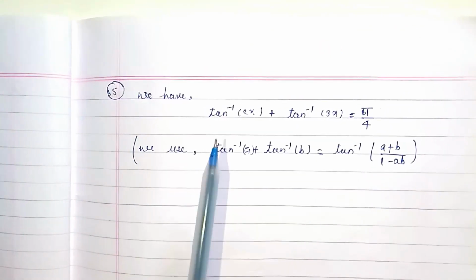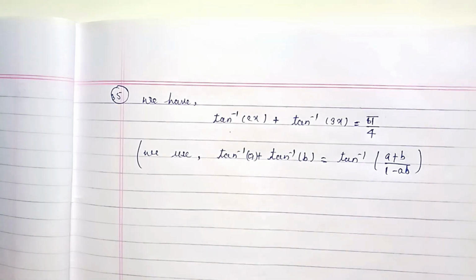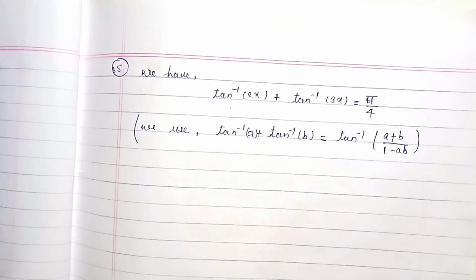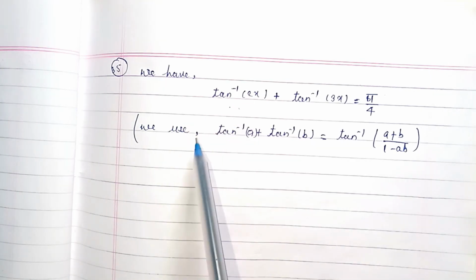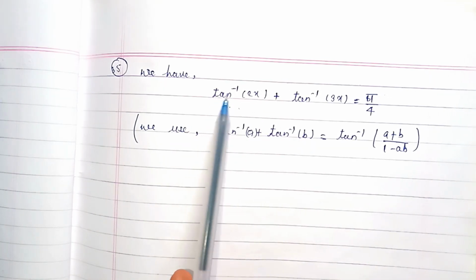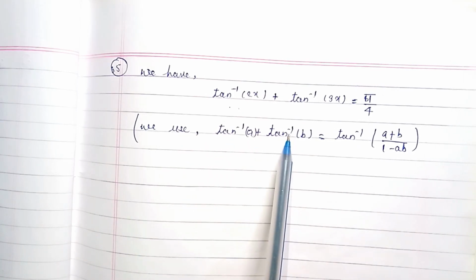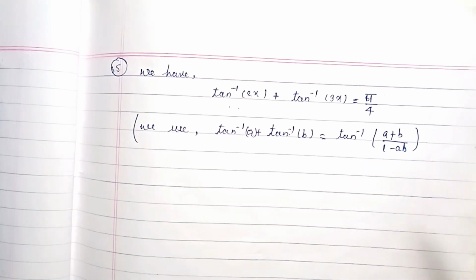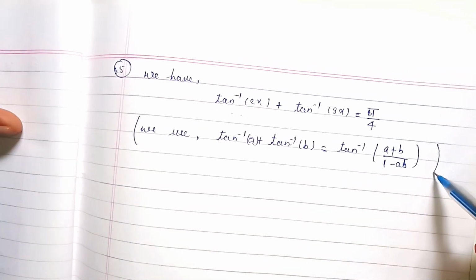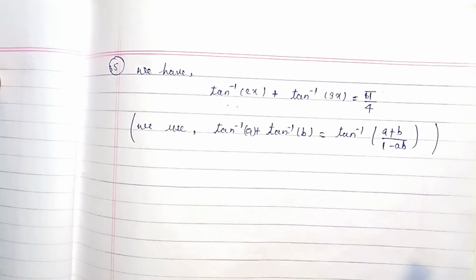In our example, we are given the inverse trigonometric function tan inverse of 2x plus tan inverse of 3x, which is equal to pi by 4. We can solve this example another way too, but the simplest way is this: if we have tan inverse of A plus tan inverse of B, we can apply the result tan inverse of A plus tan inverse of B equals tan inverse of (A plus B) upon (1 minus AB).